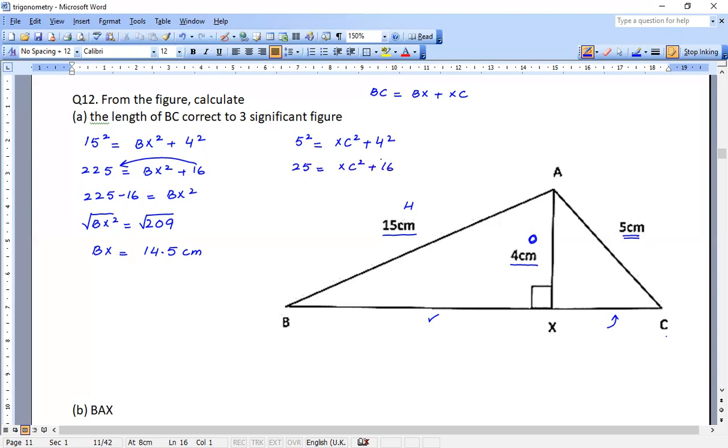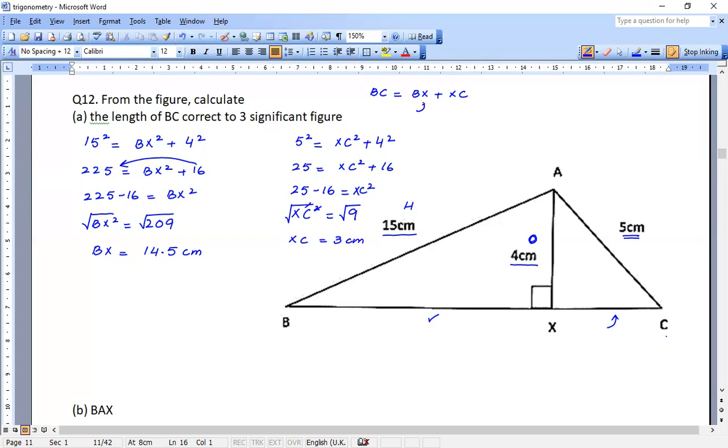4 square is 16. I'll move 16 to the other side. This will be 25 minus 16 equals XC square. 25 minus 16 becomes 9. So XC square is equal to 9. I'll take a square root on both sides. The square will cancel, leaving XC. The square root of 9 is going to be 3 centimeter.